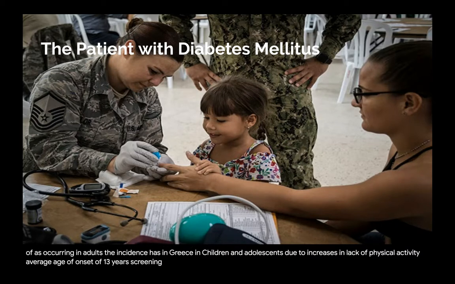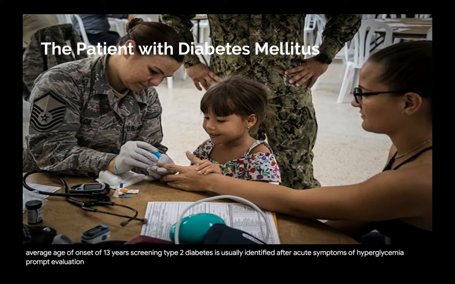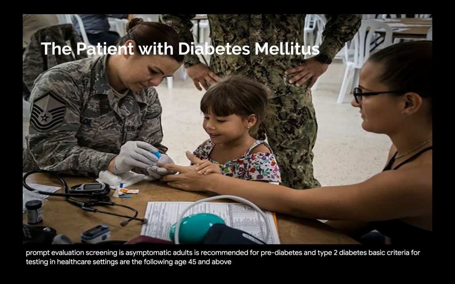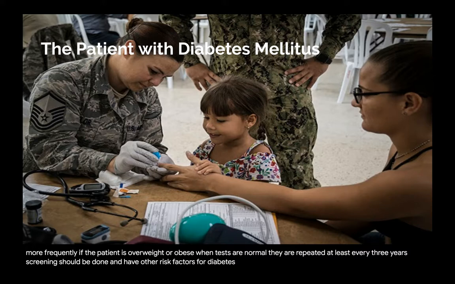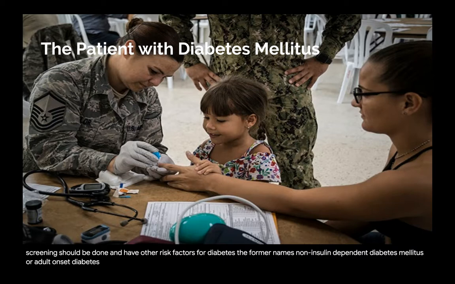Screening. Type 2 diabetes is usually identified after acute symptoms of hyperglycemia prompt evaluation. Screening in asymptomatic adults is recommended for prediabetes and type 2 diabetes. Basic criteria for testing in healthcare settings are the following: age 45 and above. Screening begins earlier and more frequently if the patient is overweight or obese. When tests are normal, they are repeated at least every 3 years. Screening should be done in children and adolescents who are overweight and obese and have other risk factors for diabetes. The former names: non-insulin dependent diabetes mellitus or adult onset diabetes.